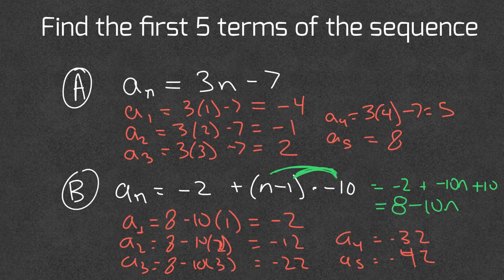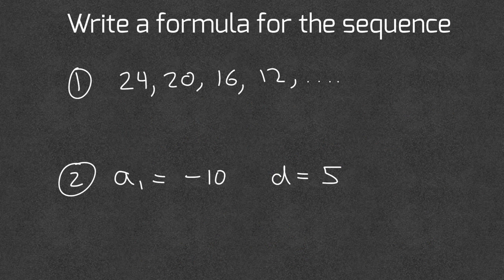Okay, so given a formula, we can just plug in values for n in order to find the terms. Now what we're going to do is, given some terms, we're going to try to write a formula. So here we have a couple of problems. We'll start with number 1 here. Write a formula for the sequence. So the sequence here is 24, 20, 16, 12.